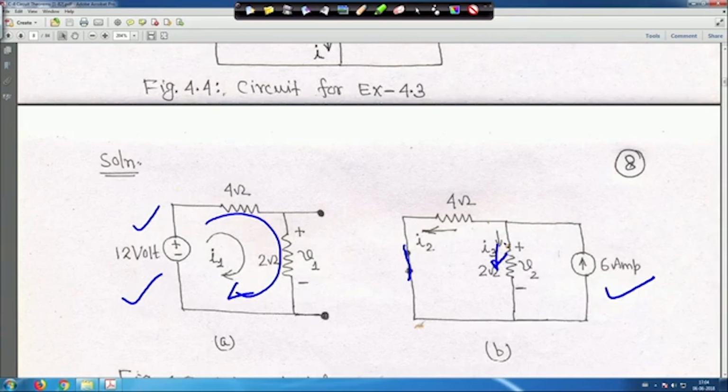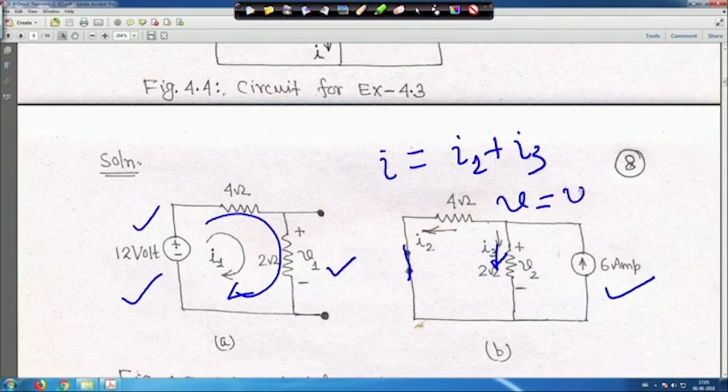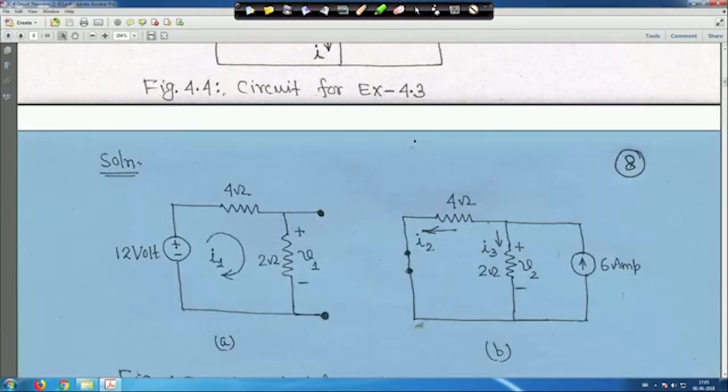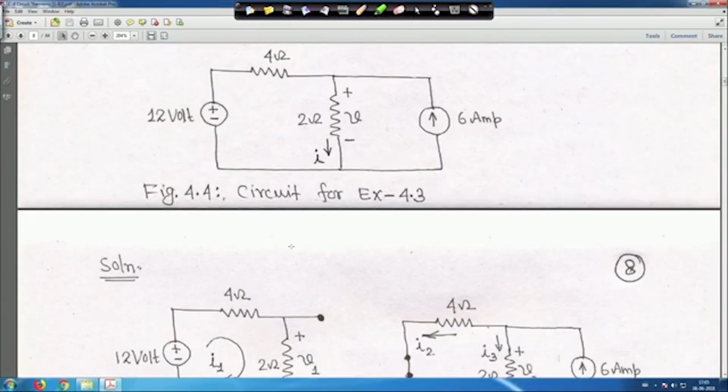That means the current earlier in the circuit, I, is actually equal to I 1 plus I 3, and voltage V is equal to V 1 plus V 2, because of superposition. So, earlier in the circuit, let me go to the circuit. Here this is the current I. So, after getting these two different circuits because of the superposition theorem.